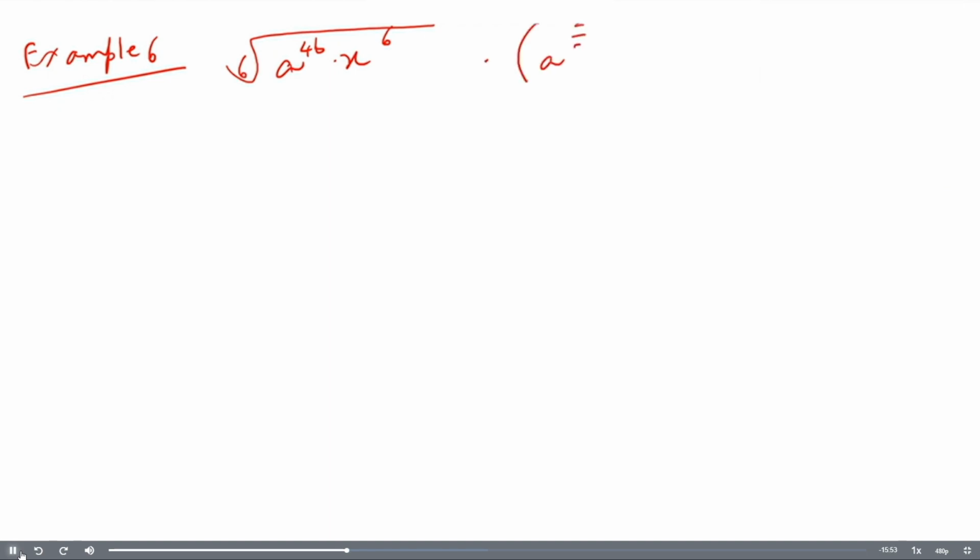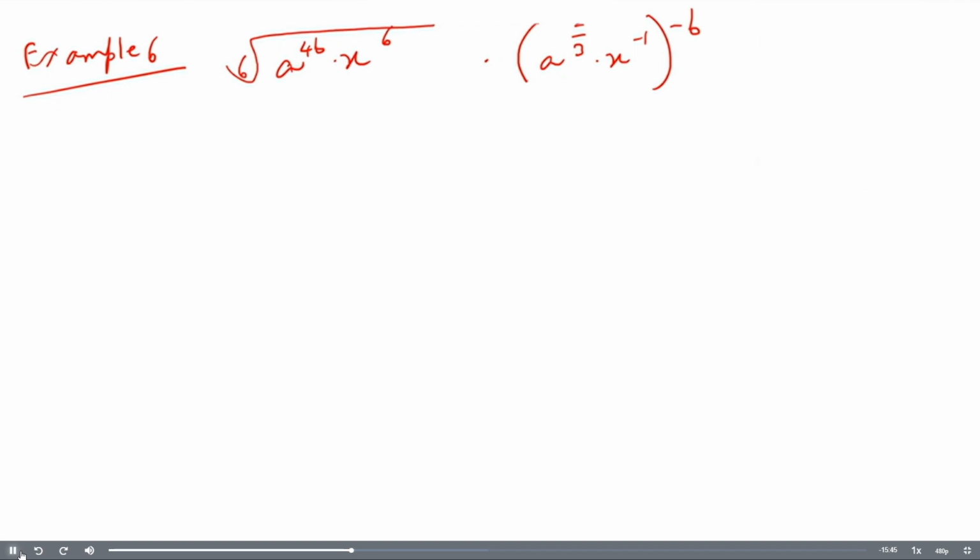Let's move on to example 6. Sixth root of (a^4b x^6) into (a^(2/3) x^-1) the whole to the power minus b.